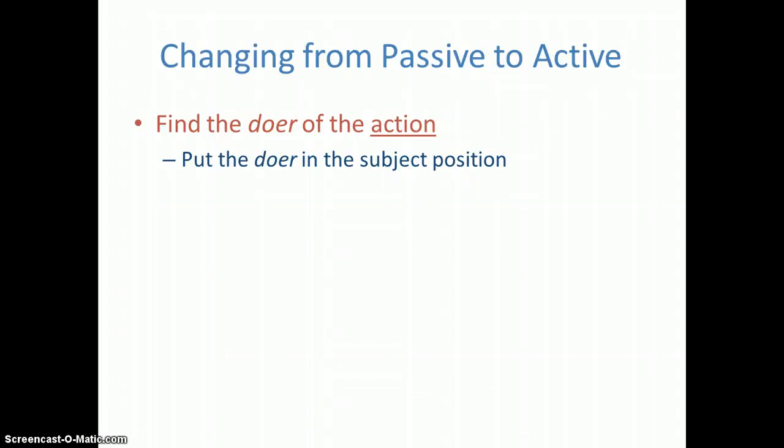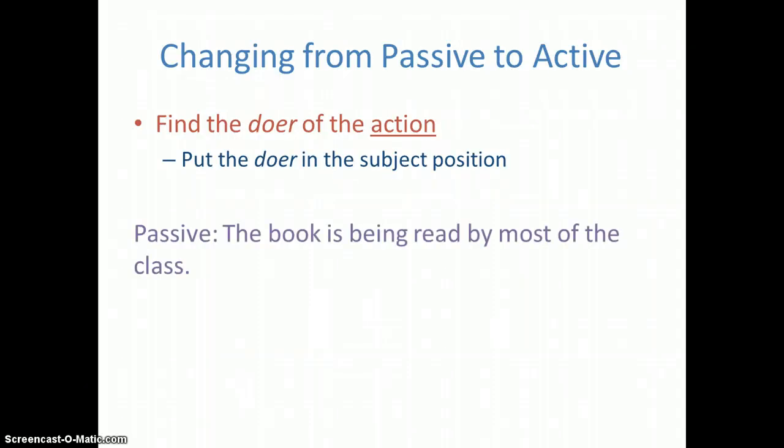So here's how we change passive voice to active. First, we want to find the doer of the action. If you can find the verb and you can find out who's doing that verb, then you can put the doer in the subject position and change it to active voice and eliminate some words. So here is an example of a sentence in passive voice. I want you to read this sentence, pause the video, and take a moment and see if you can change it to active voice.